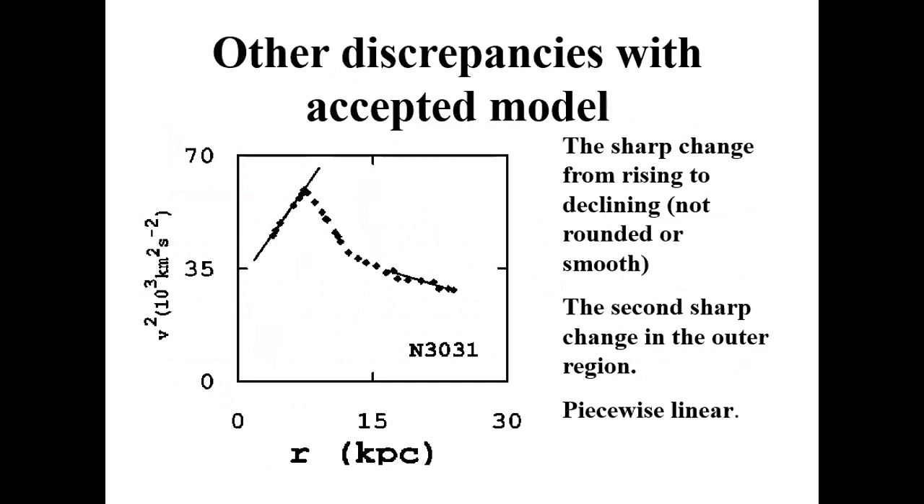Other discrepancies with the accepted model. This is an example where this doesn't look like a nice rounded smooth curve, right? It has very sharp delineation points, such as right there and right there. So it looks like a piecewise linear fit to this data is a better fit than some kind of nice smooth curve.